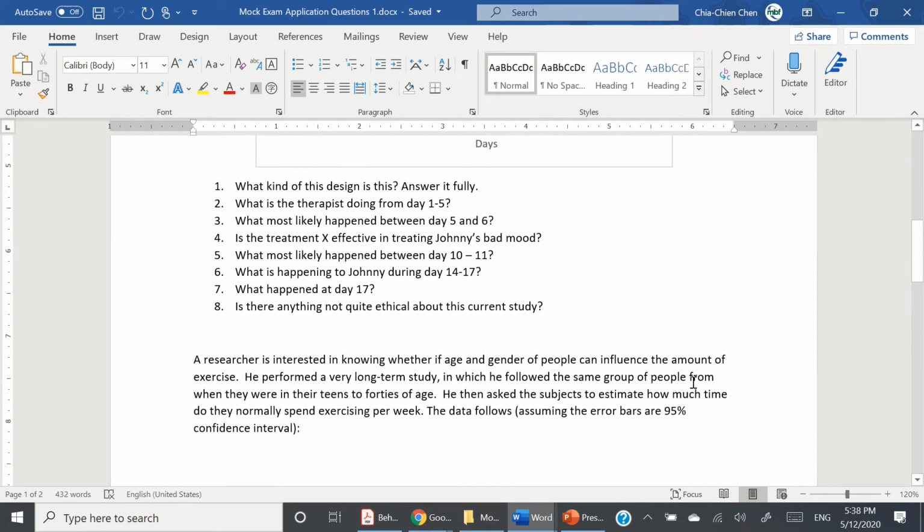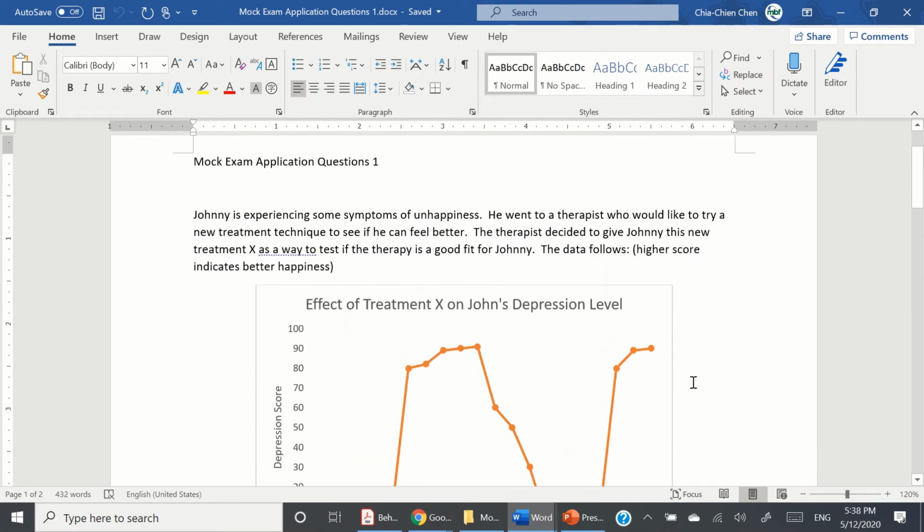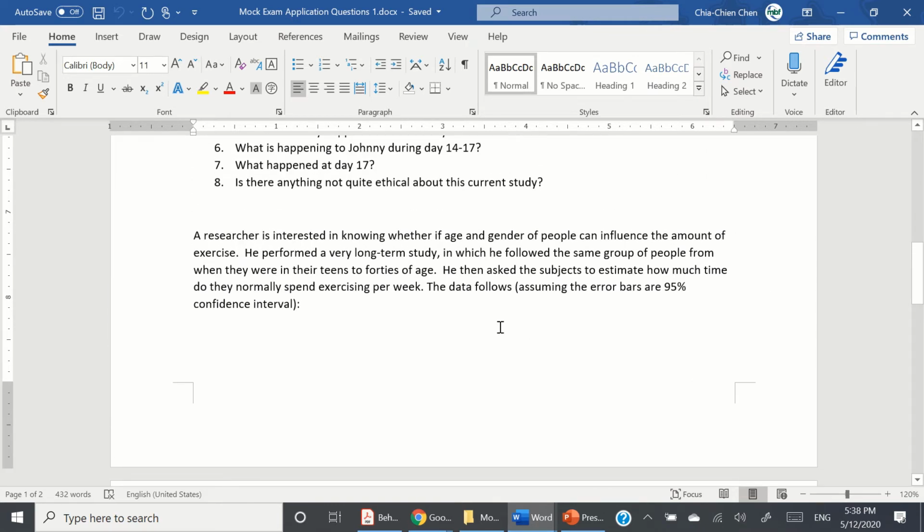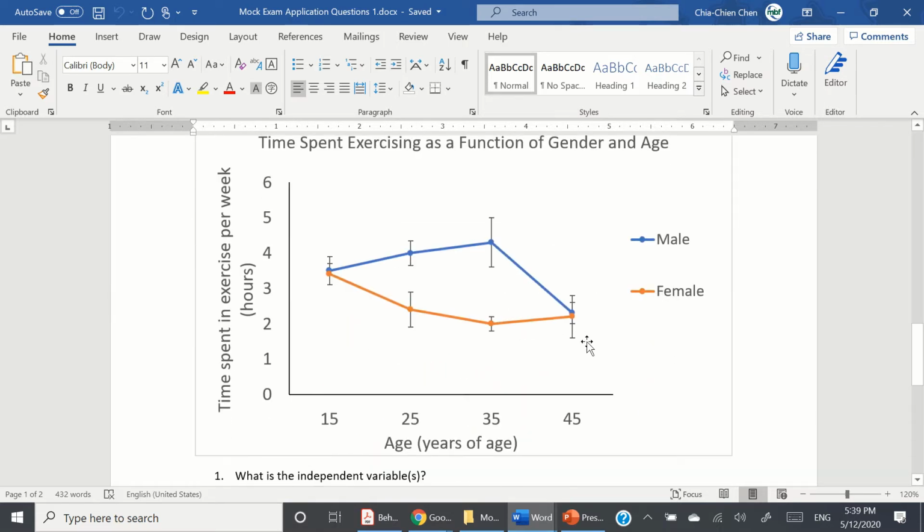Okay, so I think that's about it for this question. Now let's talk about the next question. Okay, all right. A researcher is interested in knowing whether the age and gender of people can influence the amount of exercise. He performed a very long-term study in which he followed the same group of people from when they were in their teens to their 40s. He then asked the subjects to estimate how much time they normally spend exercising per week, and then the data are down here below.